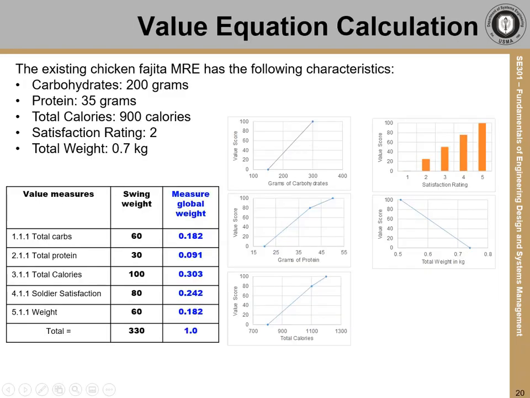Now we are ready to use our value model to evaluate a candidate solution. We'll use the chicken fajita MRE as candidate solution 1. The raw data for each of the value measures is shown. 200 grams of carbohydrates, 35 grams of protein, 900 calories, a satisfaction rating of 2, and a total weight of 0.7 kilograms. We can now use the value functions to find the value scores for the chicken fajita MRE on each value measure.